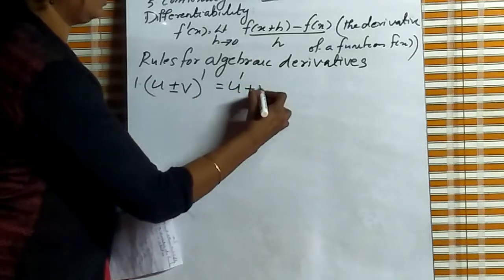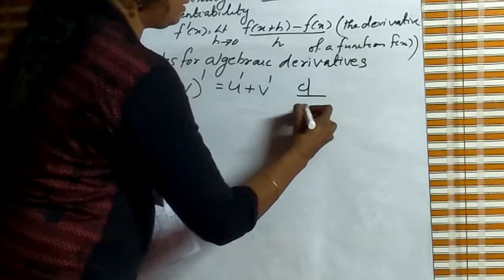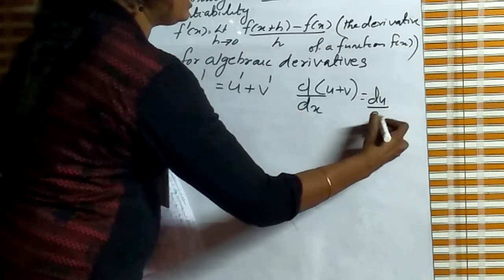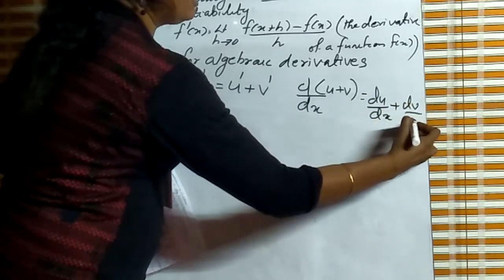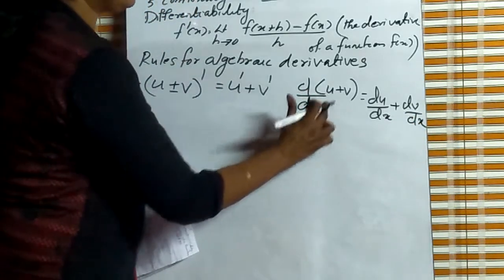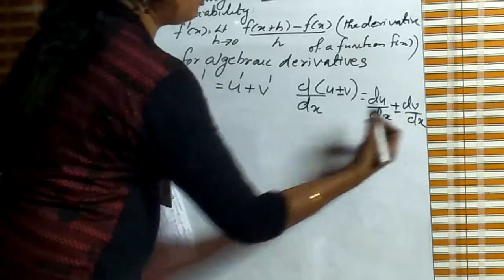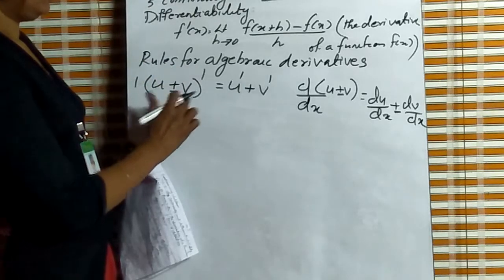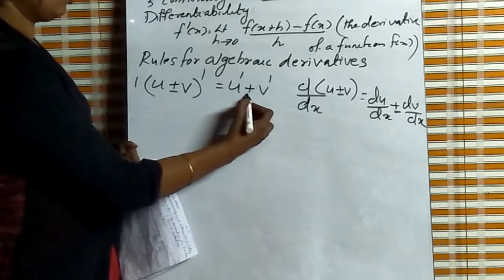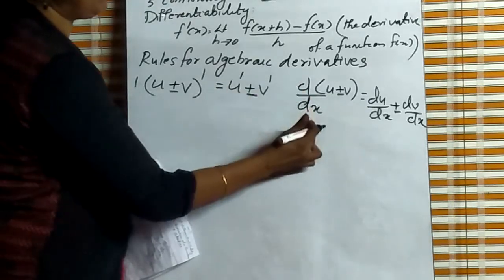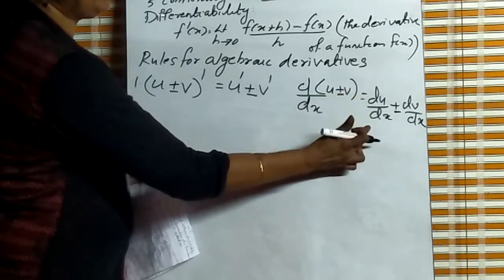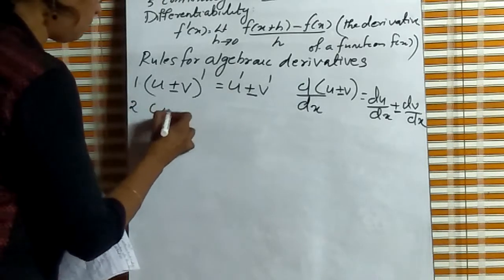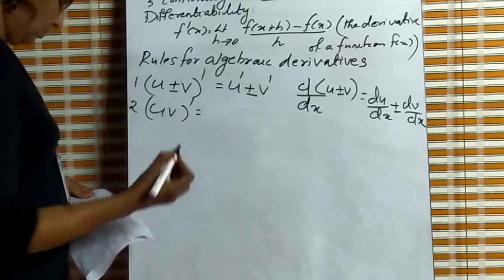Derivative of u plus derivative of v. In other words, d by dx of u plus v is equal to du by dx plus dv by dx. For u plus or minus v, first we find the derivative of u, then plus or minus the derivative of v. In another form, d by dx of u plus or minus v is equal to du by dx plus or minus dv by dx.